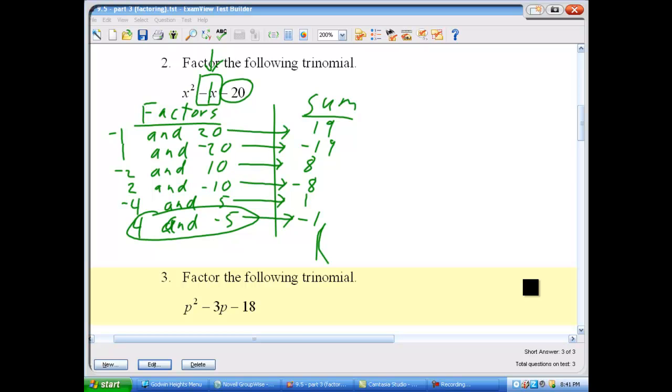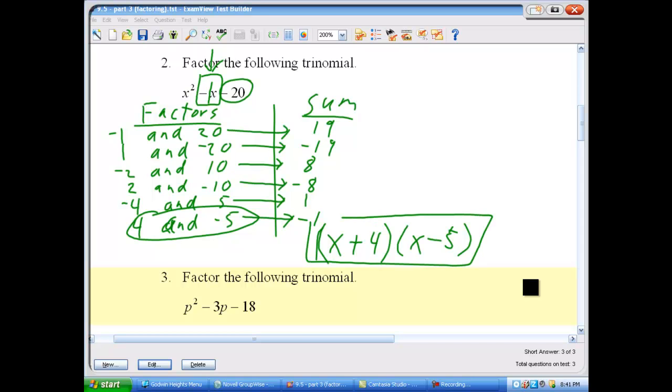Listing them in factored form, I have x plus 4 times x minus 5. And again, we'll do this more in class, but always remember that you should distribute this and check it. I don't have the best looking 5s in the world over here, sorry about that.